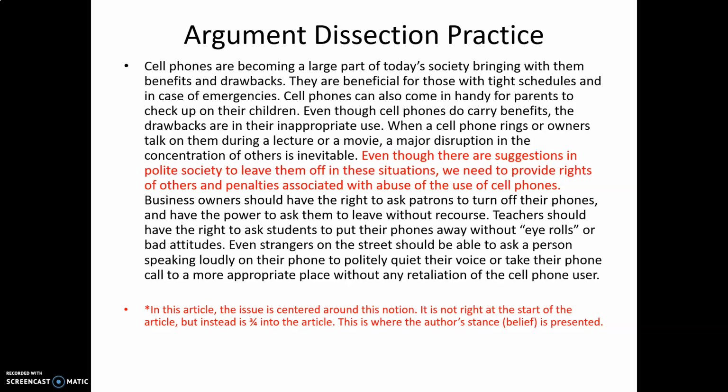about cell phones. They are also saying we need to provide rights of others and penalties associated with the abuse. That's telling you right there, this is where the author stands. So this is the author's issue. Now, you can't write it just like this. That would be incorrect. You have to take what you've read and create an issue written in correct issue format that encompasses this information.